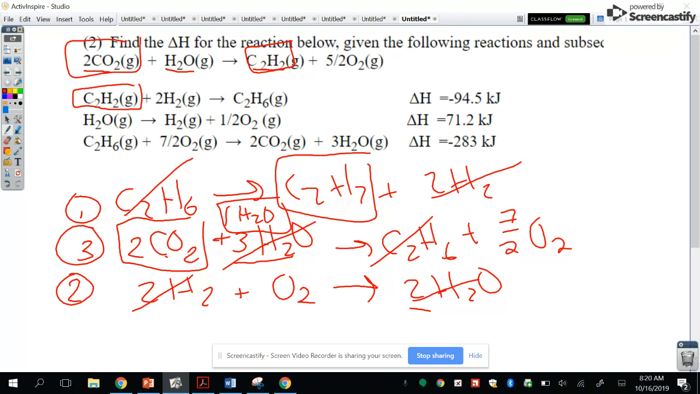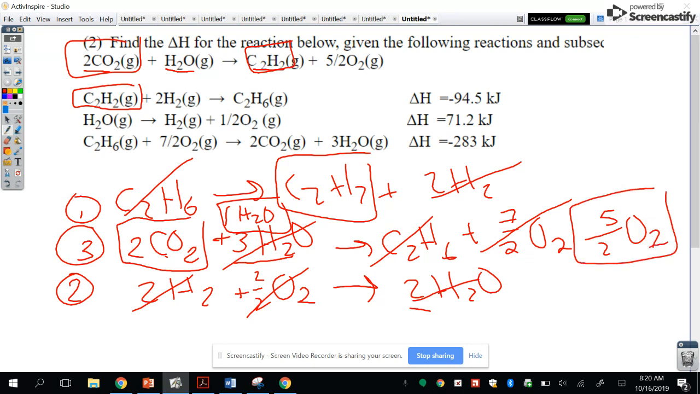So for the oxygens, I have 7 halves over here, so I'm going to rewrite this as 2 halves, which is the same as 1. And again, 7 halves minus 2 halves gives me 5 halves of oxygen on the product side. So I'm going to cross out both of those. Again, 7 minus 2 is 5, so that's going to give me 5 halves O2 net on the product side. All right, and let's double check that I have everything. So my 2 CO2, I have 2 CO2, 1 H2O, 1 H2O, 1 C2H2, 1 C2H2, and my 5 halves O2, 5 halves O2.